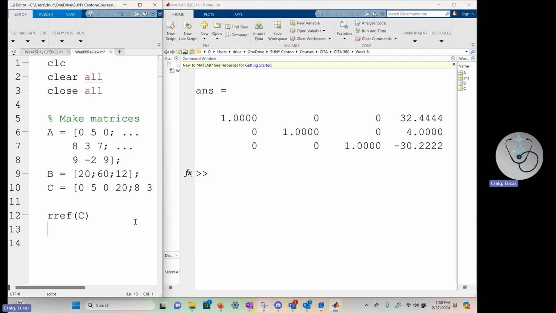Well, solution equals A to the -1 times B. And then I think if you hit F5, it'll run.